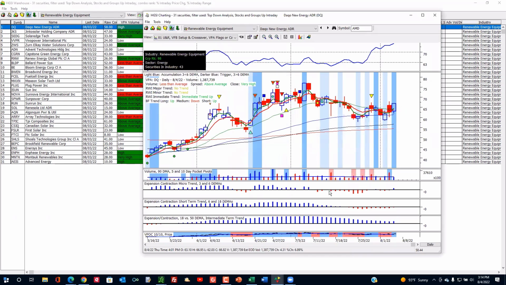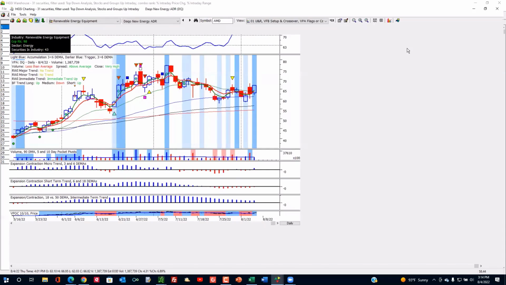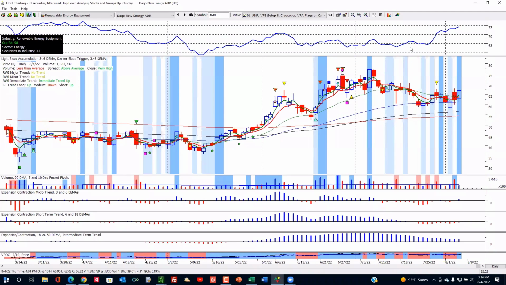So where did it turn negative? 2 days ago. Right here, you can see that it turned negative, and today it turned positive, and the volume point of control also turned positive. Now, since this group is strong today, I would consider this a pretty good setup here.